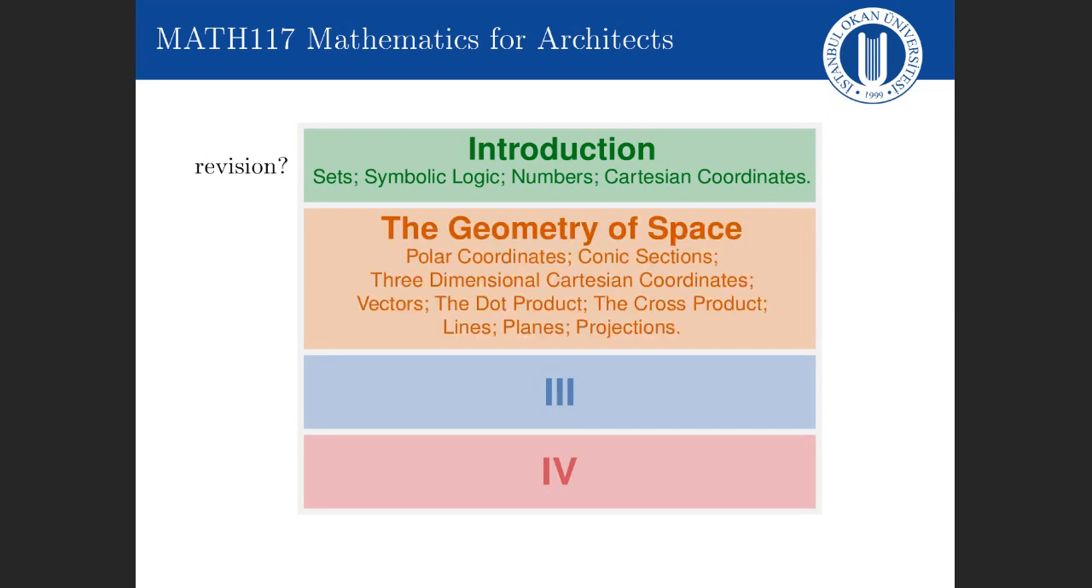Part 2 of this course is about the geometry of space. We're going to cover polar coordinates, a different way to describe the position of a point in a plane, conic sections, then we'll move to 3 dimensions. We'll talk about 3-dimensional Cartesian coordinates. We'll talk about vectors, and we'll use vectors to talk about the dot product and cross product. And then using those, we'll move on to talk about lines in space, planes in space, and projections of one object onto another object.